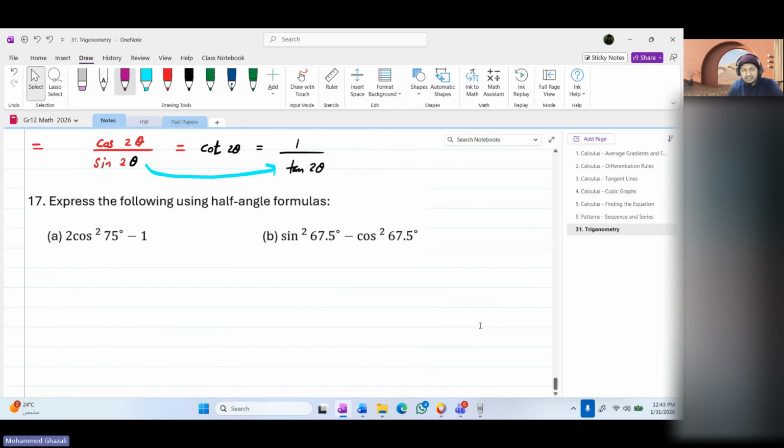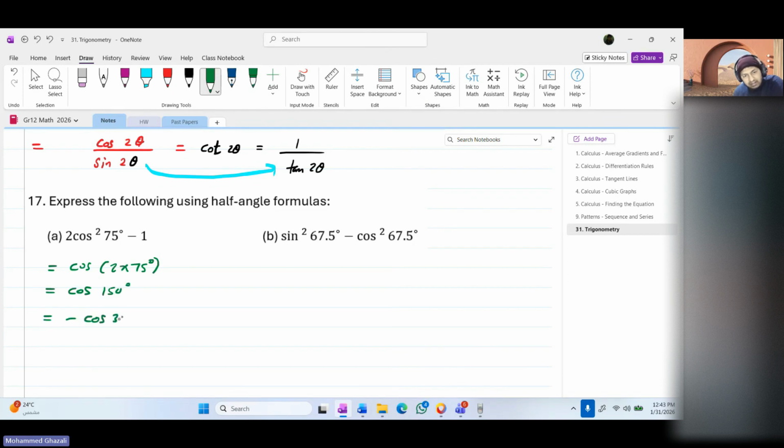We got 2 cos squared 75 minus 1. This is straightforward, 2 cos squared theta minus 1. It's a straightforward cos double angle. So cos 2 times 75, right? Which is cos 150, which is second quadrant. So negative cos 30, negative root 3 over 2, cos of 30.